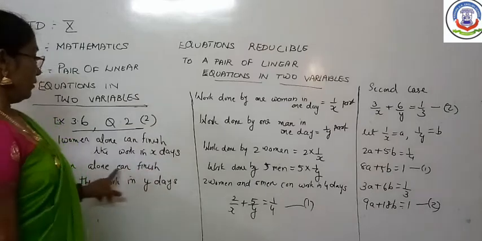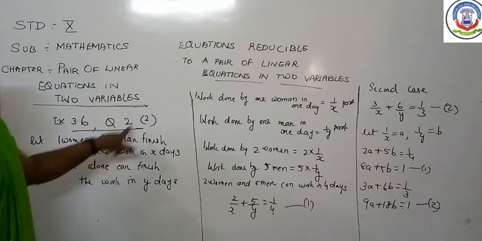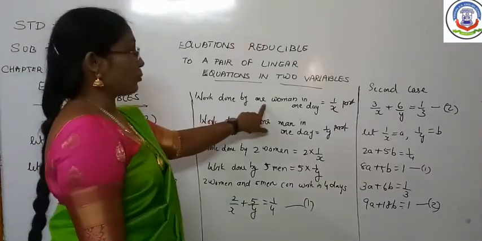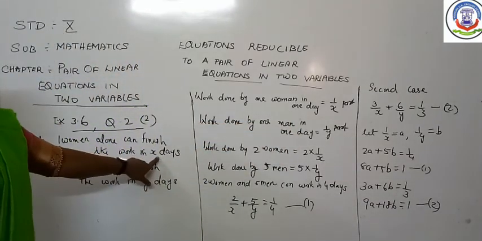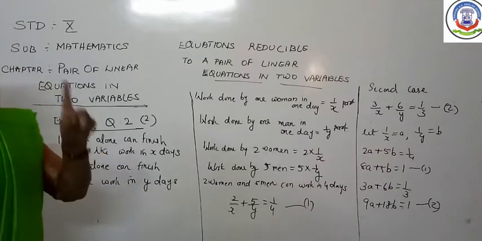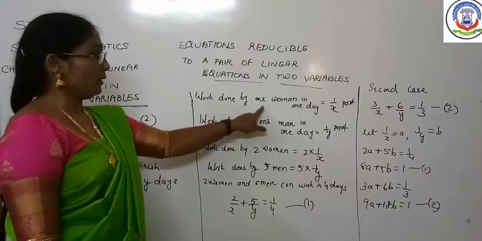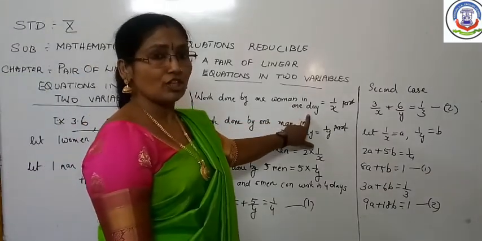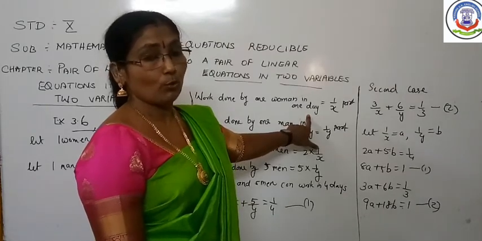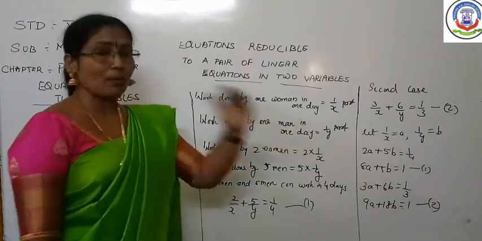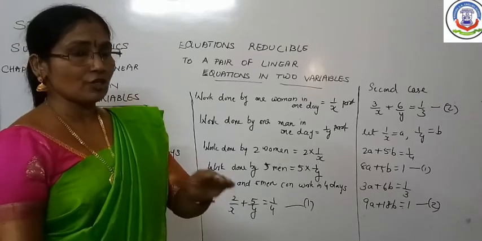Now, according to the data, we can say that in x days she can finish 1 work. Now the question is how much can 1 woman finish in 1 day. Here it is x days. In x days she can finish 1 work. Clear for you? Now the work done by 1 woman in 1 day: in x days she finishes 1 work, so in 1 day how much will she finish? 1 upon x. Clear for you? That means 1 upon x part of the work. In x days she can finish 1 work, so in 1 day she will finish how many parts? 1 by x part.